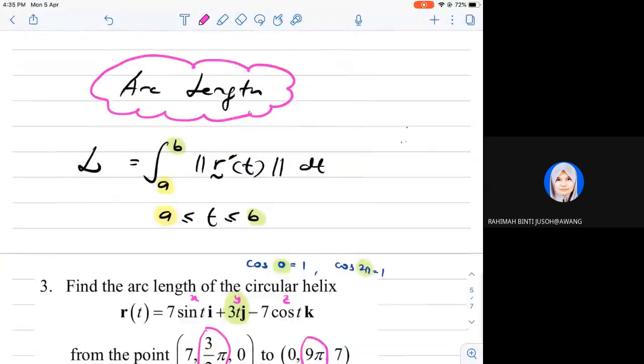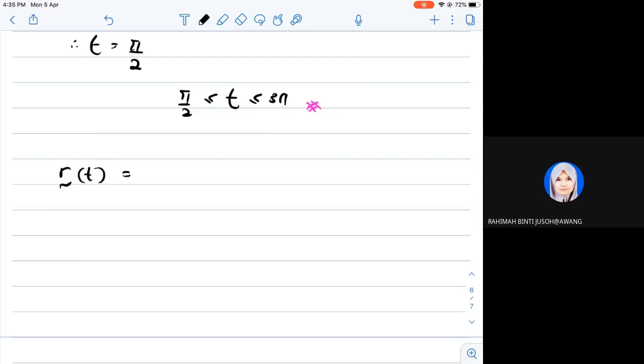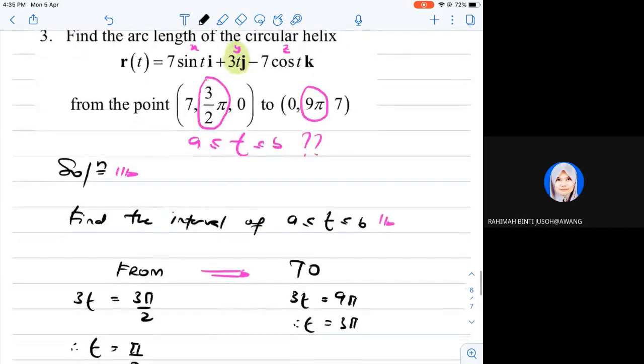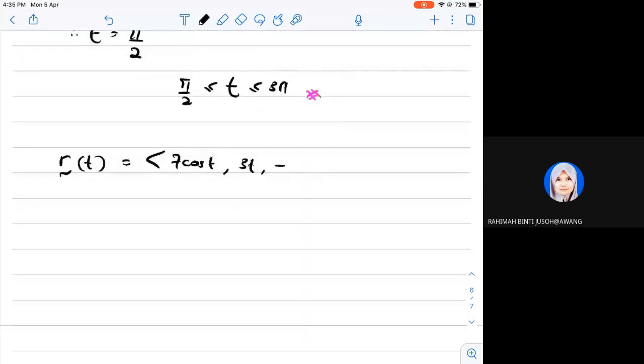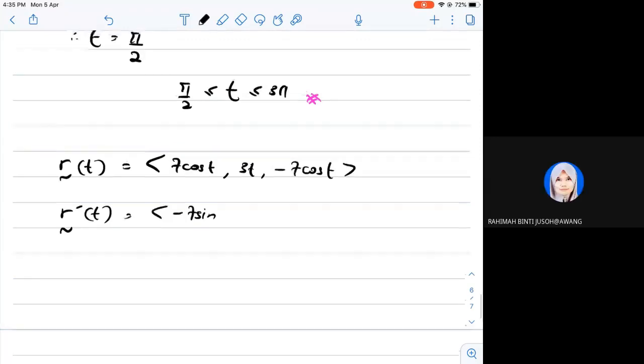So, let us differentiate our r. Okay. So, we have r t just now. Let me put this into the sharp bracket form. We have 7 cos t, and then negative 3t, and then we also have negative 7 cos t. Okay, so let us differentiate our r. We will have negative 7 sin t. Oh, 7 sin t.